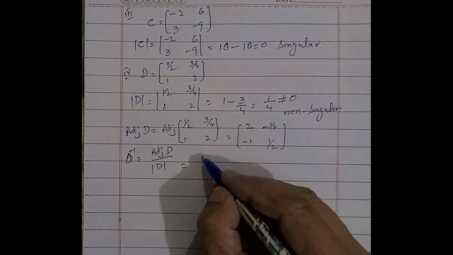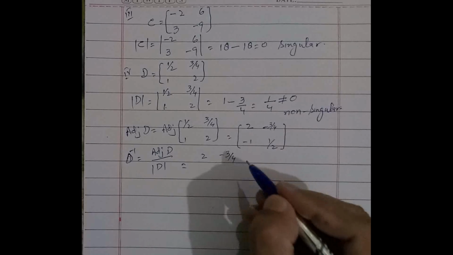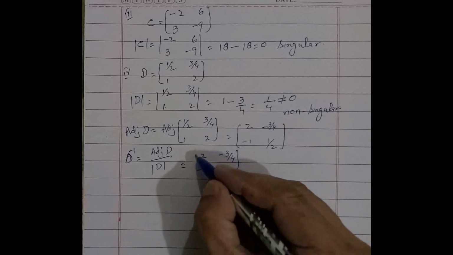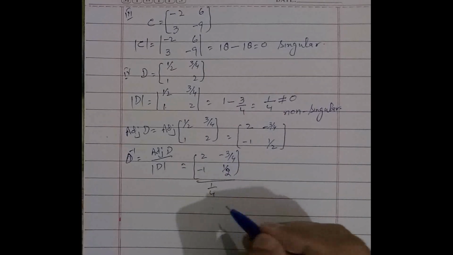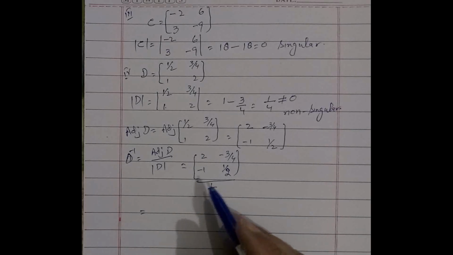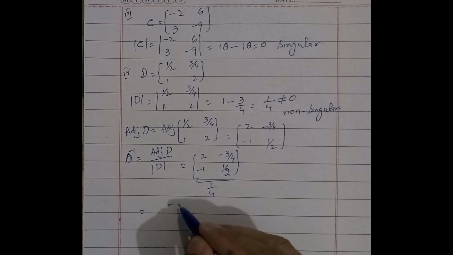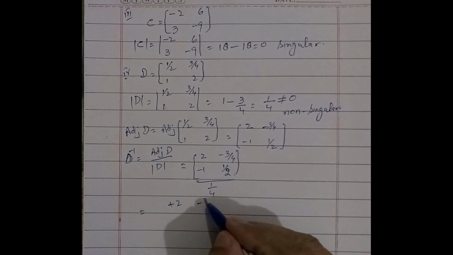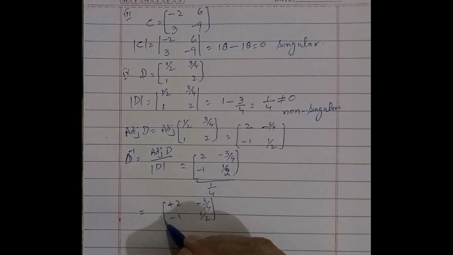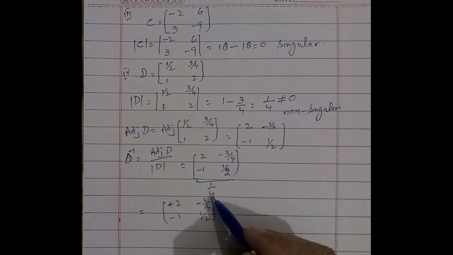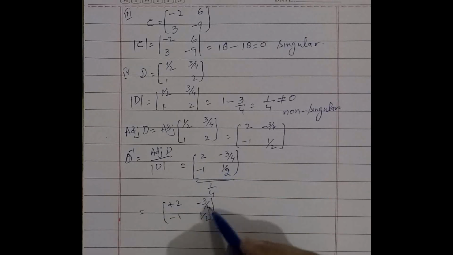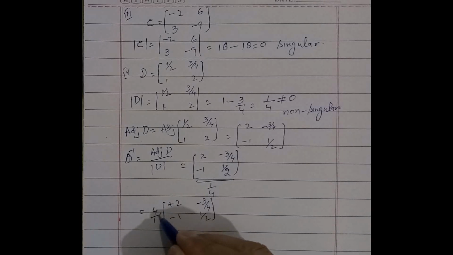Adjoint D is 2, minus 3 over 4, minus 1, and 1 over 2, divided by 1 over 4. And now we further solve these values. The adjoint of D is equal to 2, minus 3 over 4, minus 1, 1 over 2, divided by 1 over 4, and when we multiply with the matrix, we get 4 over 1.